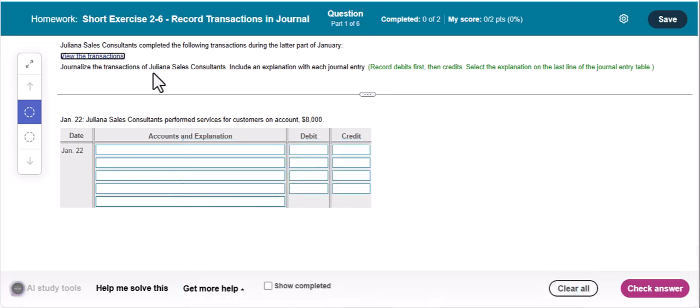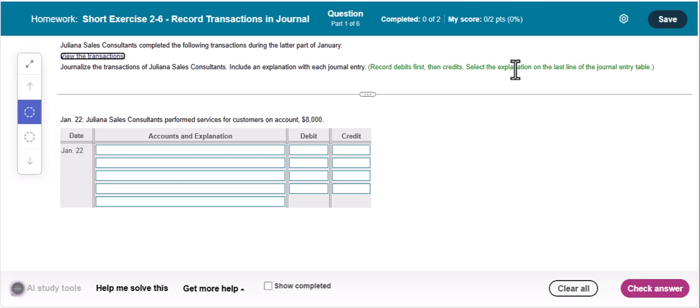So journalize the transactions of Juliana Sales Consultants. Include an explanation with each journal entry. Record debits first, then credits. Otherwise, you get marked wrong, and by recording debits before credits, it makes the journal transaction much easier to read. So always record the debit account first and then the credit account.